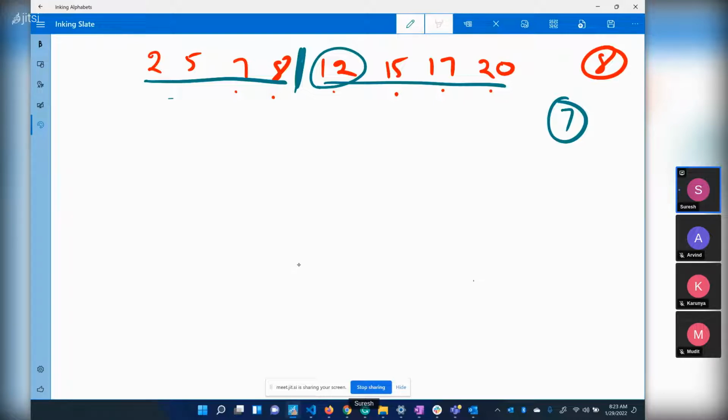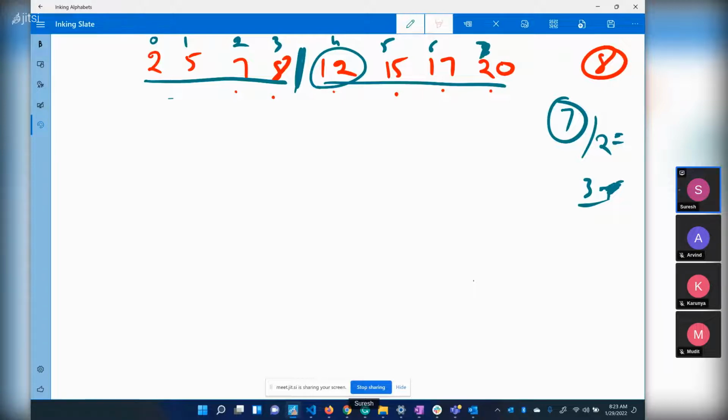How do you calculate the mid element? 7 by 2. So if you do 7 by 2, what will happen? 3.5 or something. But we don't take point values, because if you take just the integer value, what will happen? 3, right? So if you look at the index 0, 1, 2, 3, and this is 4, 5, 6, 7. Sorry, this is 7.